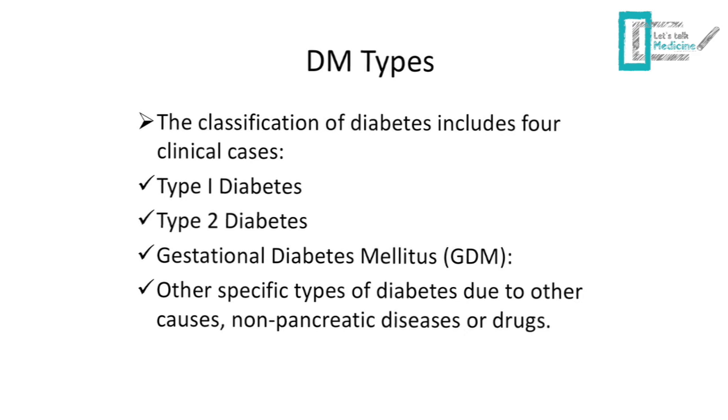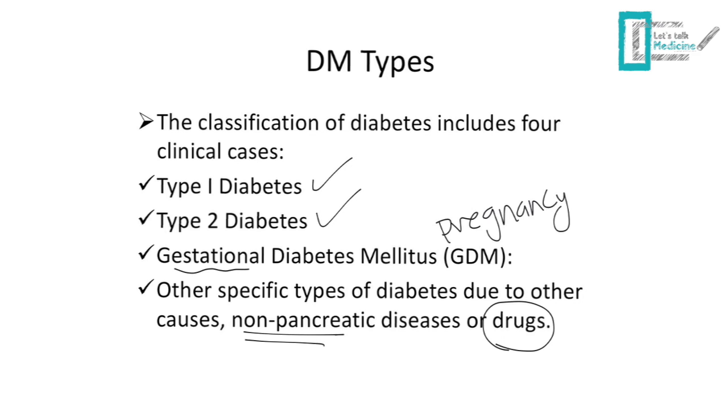We can classify diabetes mellitus into 4 main types. Diabetes type 1, type 2, and gestational diabetes, which is diabetes during pregnancy. Also, other specific types of diabetes due to other causes, like non-pancreatic disease or some specific drugs that can cause diabetes. In this video, we will concentrate on the 2 main types of diabetes, which are type 1 and type 2 diabetes mellitus.